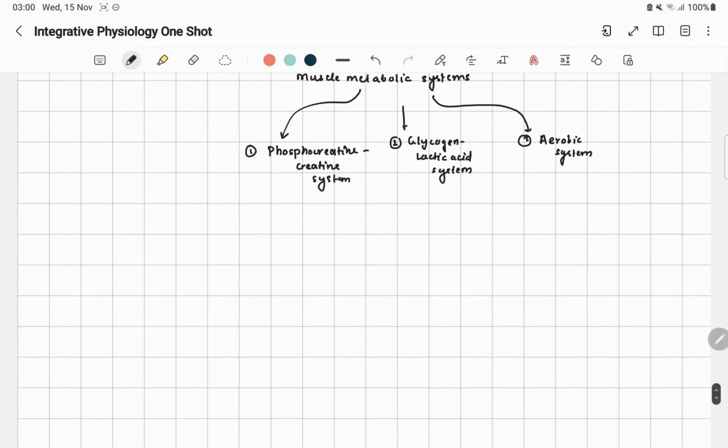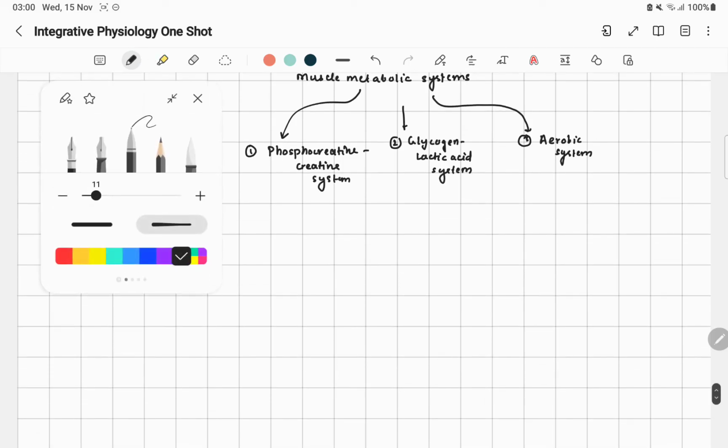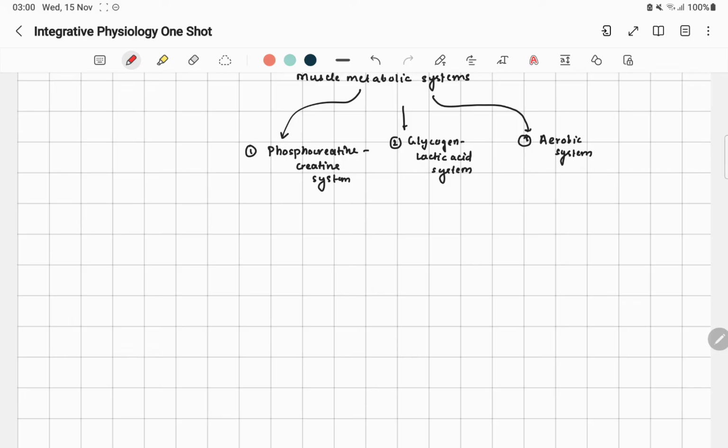Understood? In the phosphocreatine system, the combined amount of cell ATP and phosphocreatine can provide muscle power only up to 8 to 10 seconds. In the glycogen lactic acid system, glycogen is converted into glucose, which can be used for energy. Oxygen is utilized.